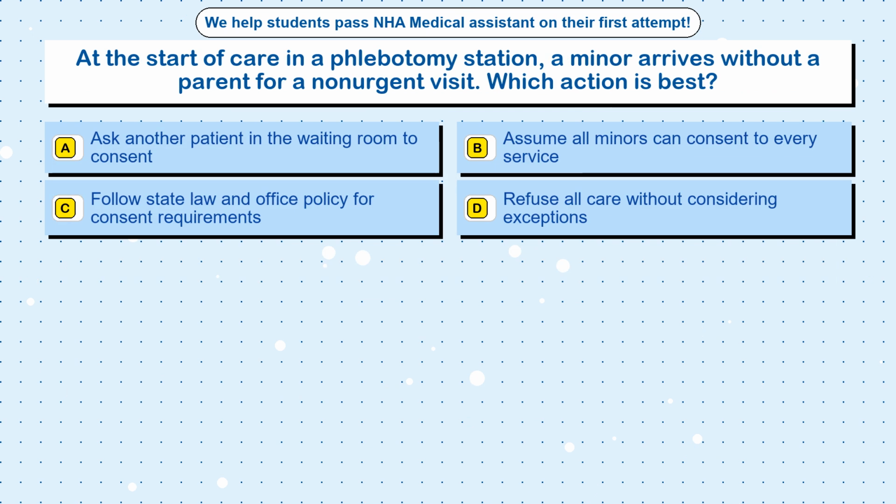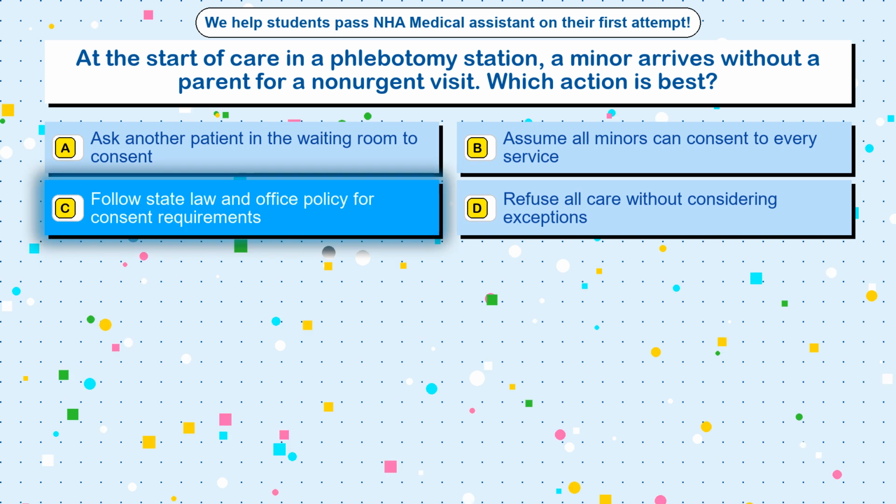Question 21. At the start of care in a phlebotomy station, a minor arrives without a parent for a non-urgent visit. Which action is best? Option A. Ask another patient in the waiting room to consent. Option B. Assume all minors can consent to every service. Option C. Follow state law and office policy for consent requirements. Option D. Refuse all care without considering exceptions. The correct answer is option C.